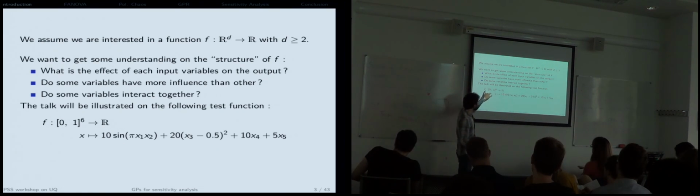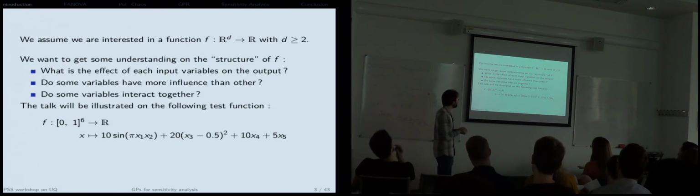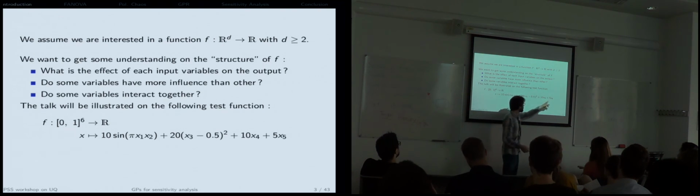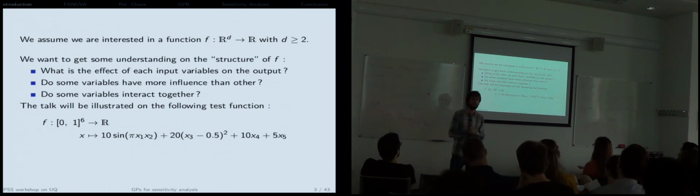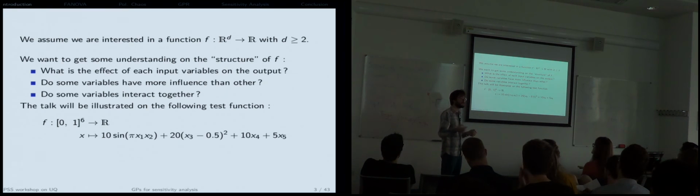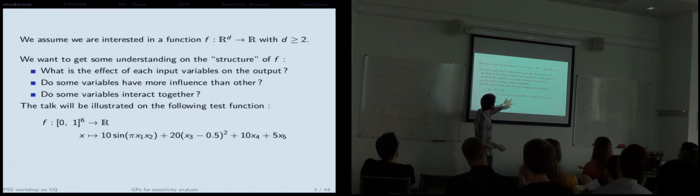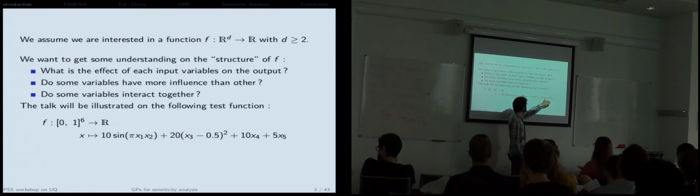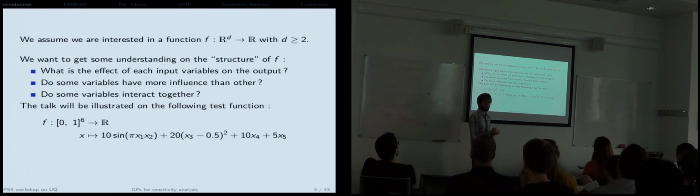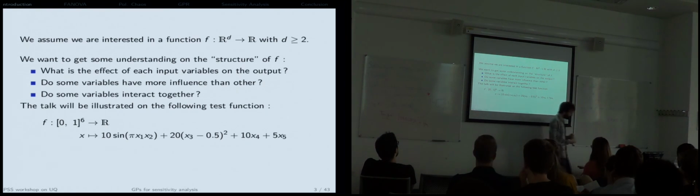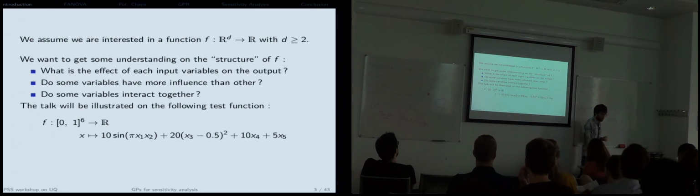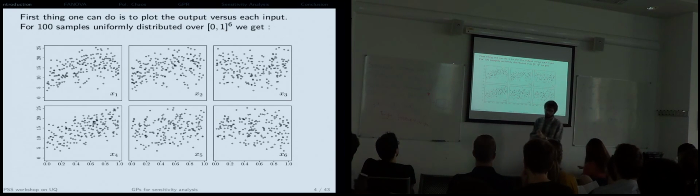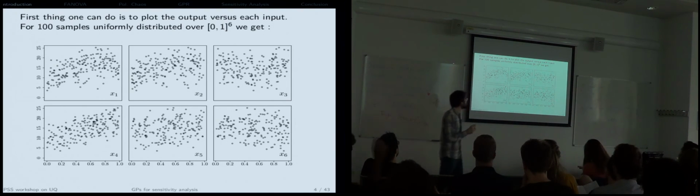I'll be using this very simple test function during the talk. It is a function of 6 variables. You can see there are only the first 5 variables that appear in this formula, so the 6th variable has no influence at all on the output. And then we can see we have something with an interaction between the first 2 variables, and then something additive for the 3rd, the 4th, and the 5th variable. Okay, so that's the very, very simple function we are going to look at, and on which I will illustrate all the examples.